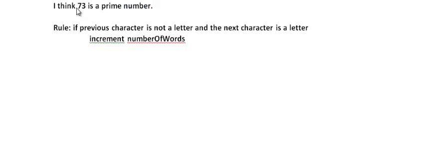Another way to handle this problem is to count a word as we leave it. For example, again consider this word think. It ends with the letter K, and after reading K we will read the space character. So we know that we are getting a character that cannot be part of a word, and the previous character was a letter, so we are just leaving a word. We can increment number of words. So that would be a totally different approach.